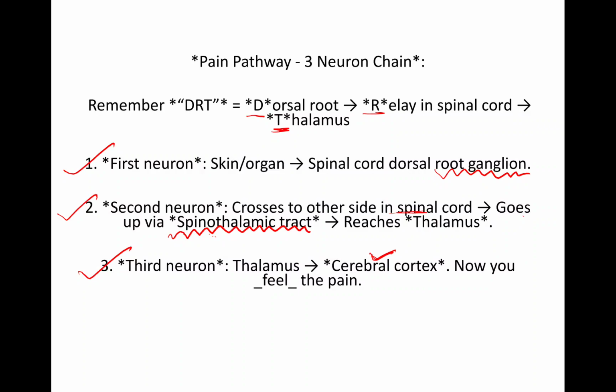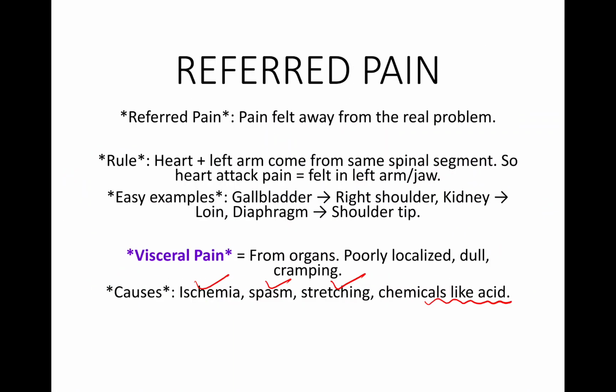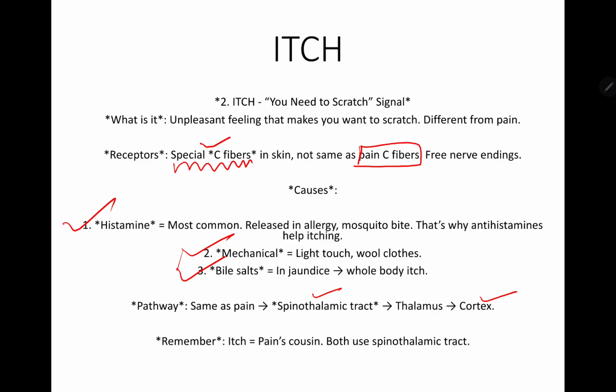Now itch is also the same way from the skin. After which it crosses to the other side in the spinal cord and goes up via the spinothalamic tract, reaching the thalamus. After reaching the thalamus, where will it go? It will go to the cerebral cortex. Now after reaching the cerebral cortex, it will feel the itch. Now both use the spinothalamic tract.